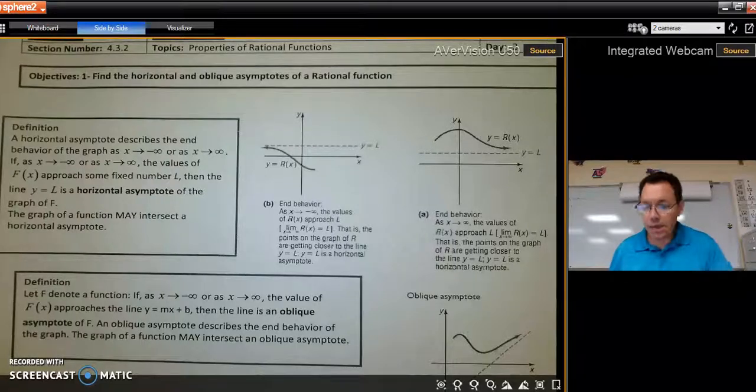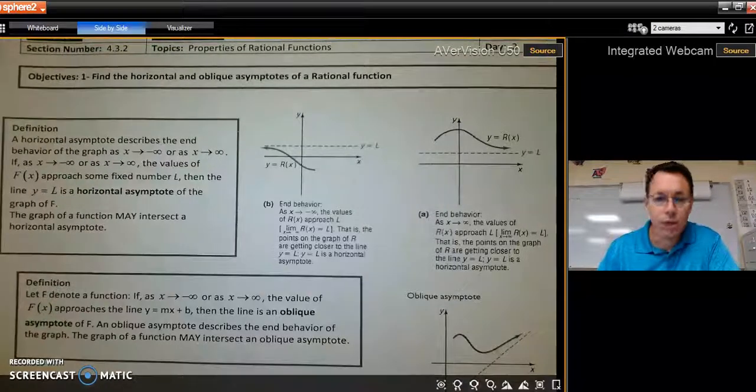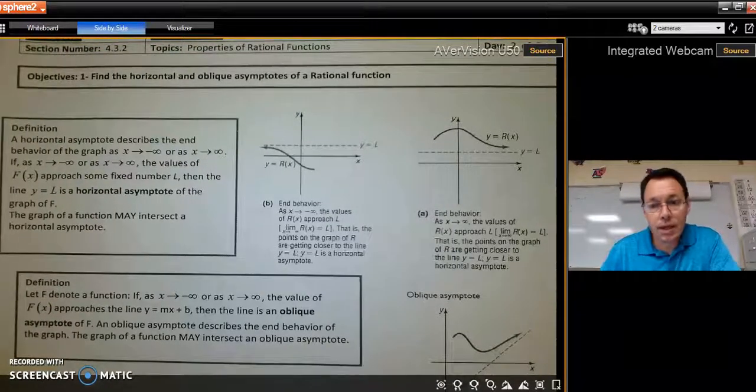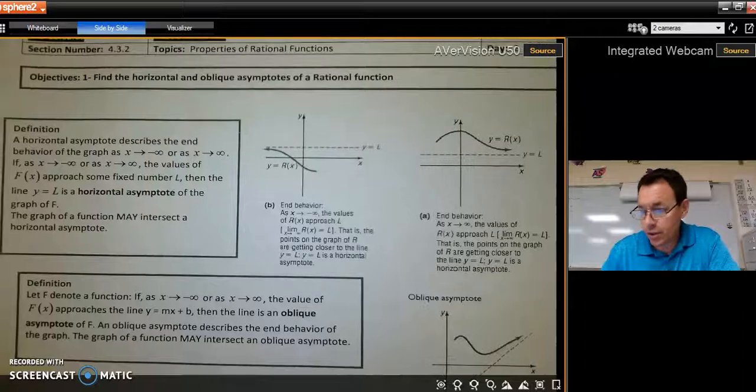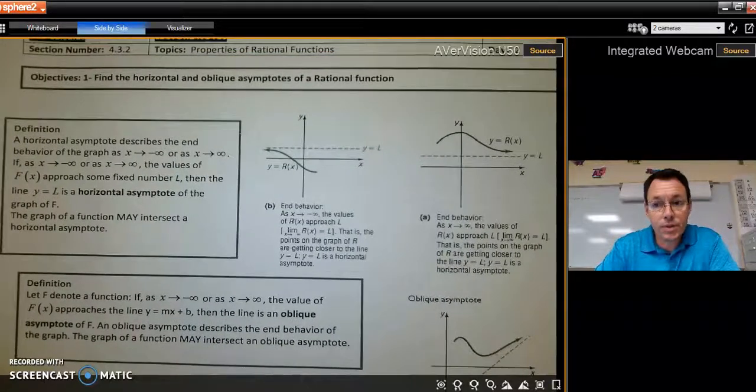Hey class, we're going to take a look at 4.3 day 2. In 4.3 we started talking about rational functions, and we talked about what are called vertical asymptotes. I mentioned horizontal asymptotes, and that's what the focus of today is going to be.